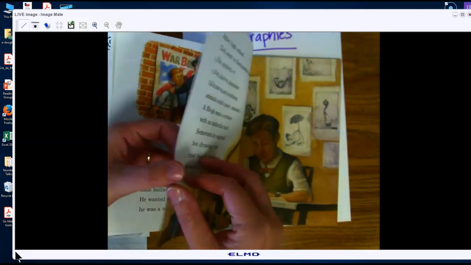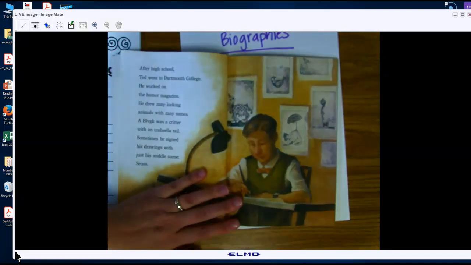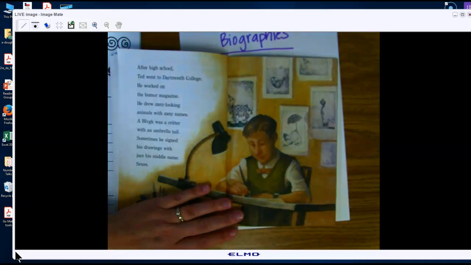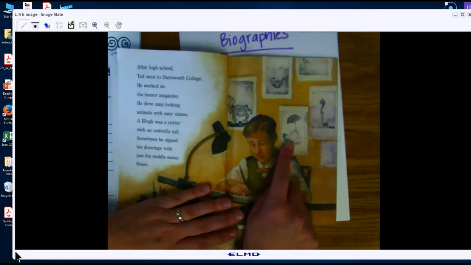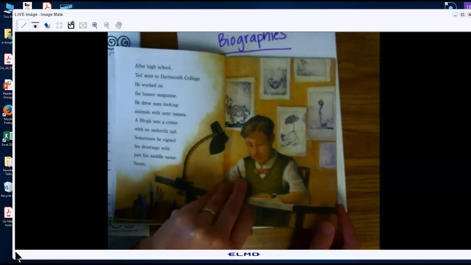That's something about Dr. Seuss, he didn't like to be on a stage. After high school, Ted went to Dartmouth College. He worked on the humor magazine. He drew zany-looking animals with zany names. Can y'all see some of those pictures? A bligv was a critter with an umbrella tail. Sometimes he signed his drawings with just his middle name, Seuss. So Seuss was his middle name.